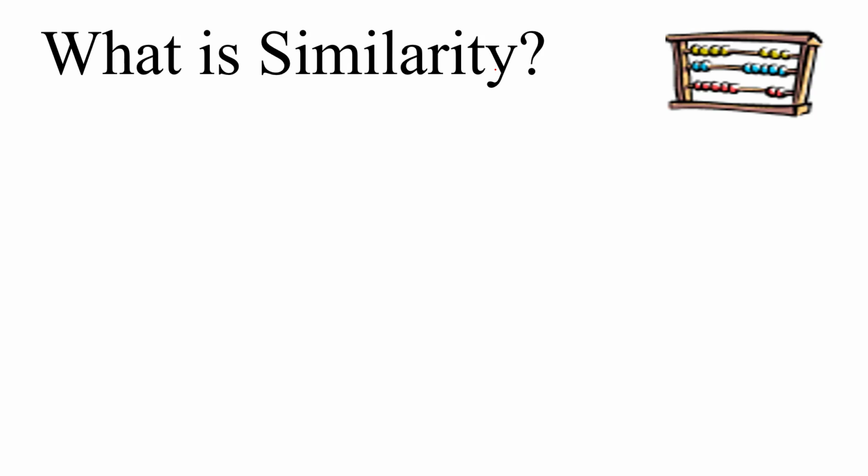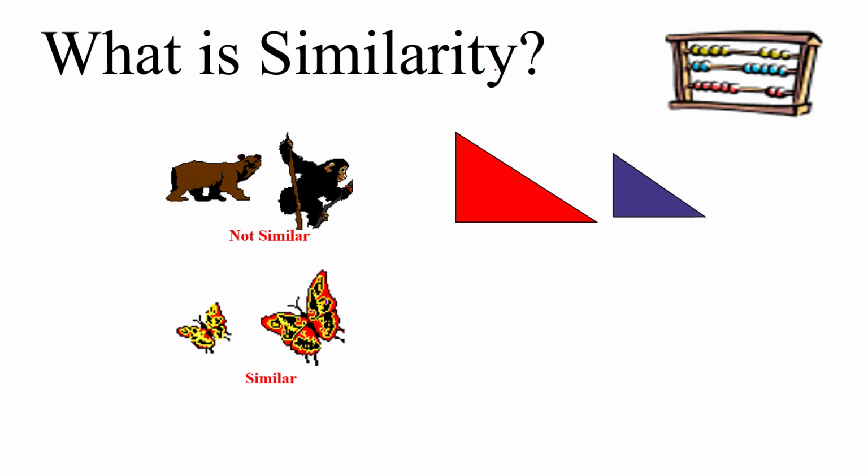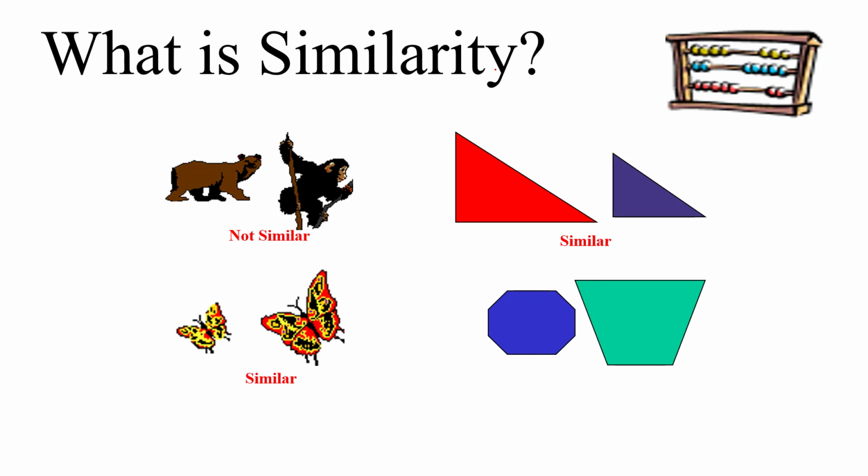What is similarity? A bear and a monkey, not similar. Two butterflies. One looks just larger, but almost an exact replica shape of the other. That's similar. Two triangles. Similar. Two polygons. Well, both of them are polygons, not similar.